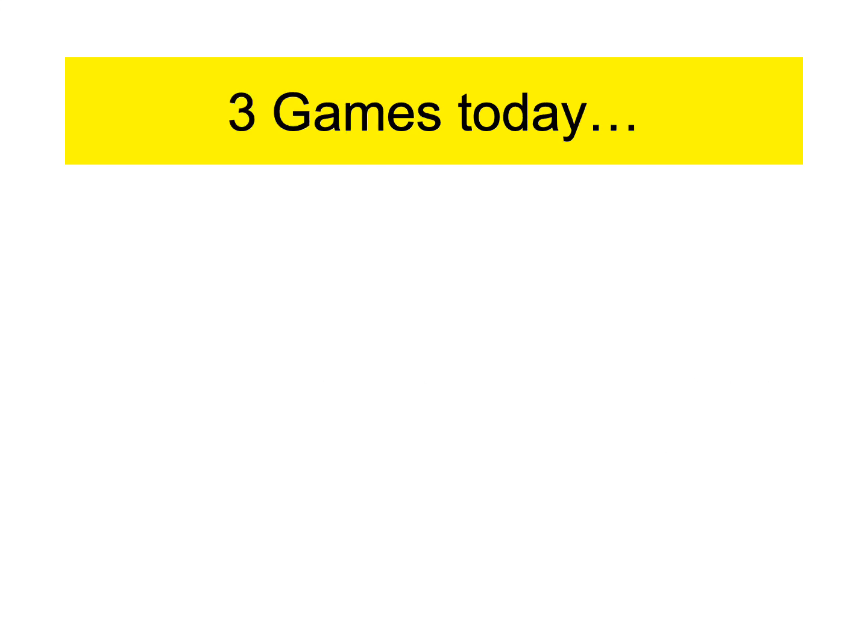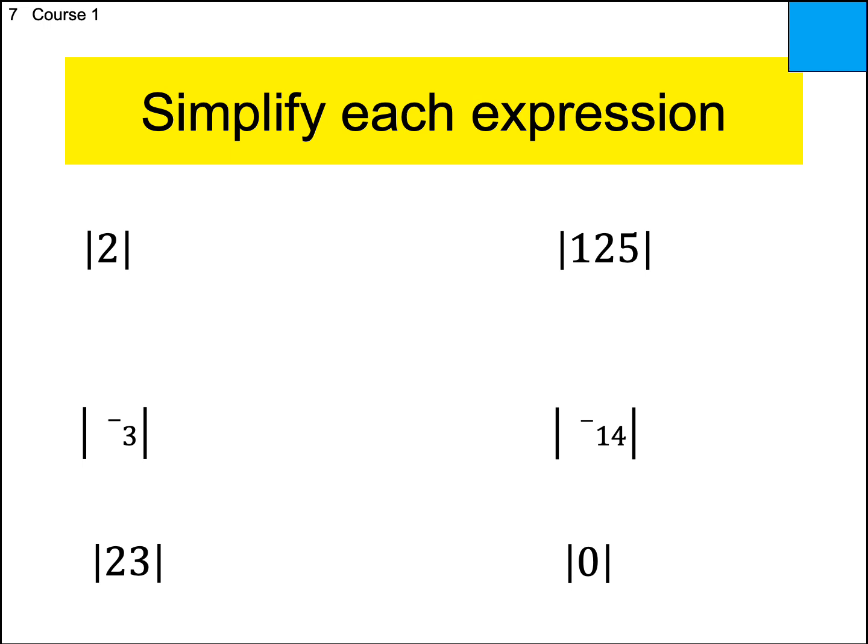Okay, we're going to do 3 games today. The first one's pretty simple. I just ask you, what's the absolute value of a number? So let's do a few of these together. Upper left, what's the absolute value of 2? The question, the absolute value says, how far are you away from 0? So how far is 2 away from 0? It's 2 away from 0.